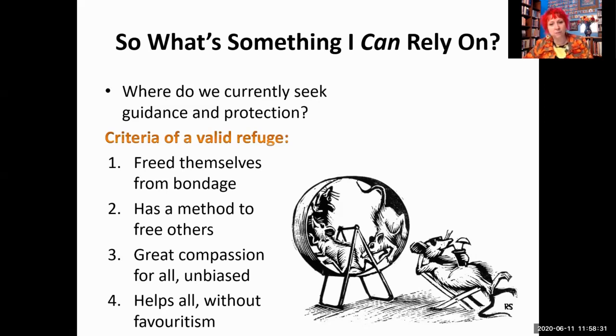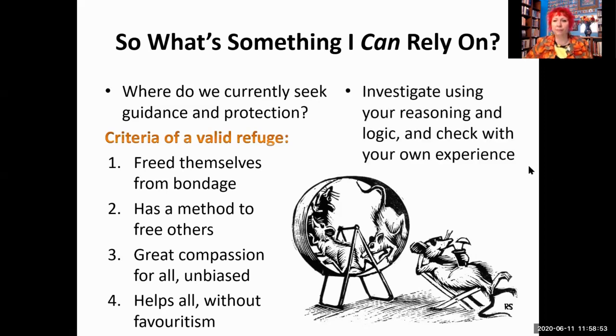Wherever we throw our lot in, whether it's politics, psychology, religion, self-help, if it doesn't meet these criteria, it won't turn out well. So this is a really good way to make sure that if we're abandoning those worldly concerns, we end up in a good direction, a safe direction. So how do we check? We use our reasoning, we investigate, we look at the track record, we check, does it occur with our own experience? Question, question, question.